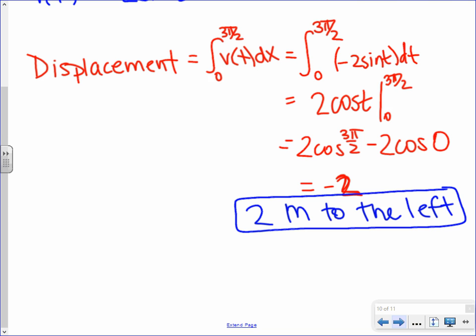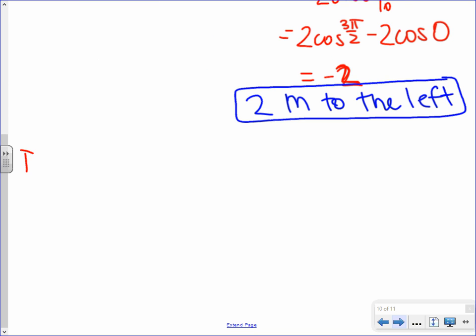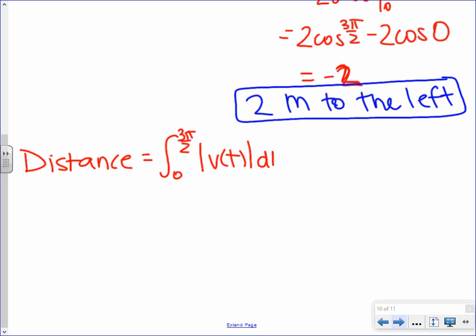Now I want to find distance. In order to find distance, we need to take the integral from 0 to 3 pi over 2 of the absolute value of velocity. Before we actually write out our integral or integrals, what do we need to find? Okay, we need where the velocity is 0 so we can determine any negative velocity integrals that we have.